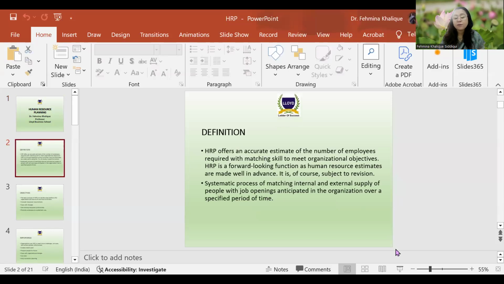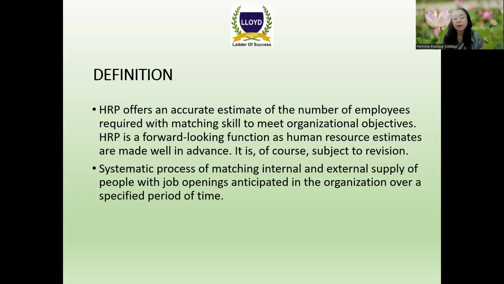So first of all, let us define what is human resource planning. Human resource planning offers an accurate estimate of the number of employees required with matching skills to meet the organizational long-term and short-term objectives. So human resource planning is a forward-looking function because this is planning and we are planning for the future. So it has to be a forward-looking function.